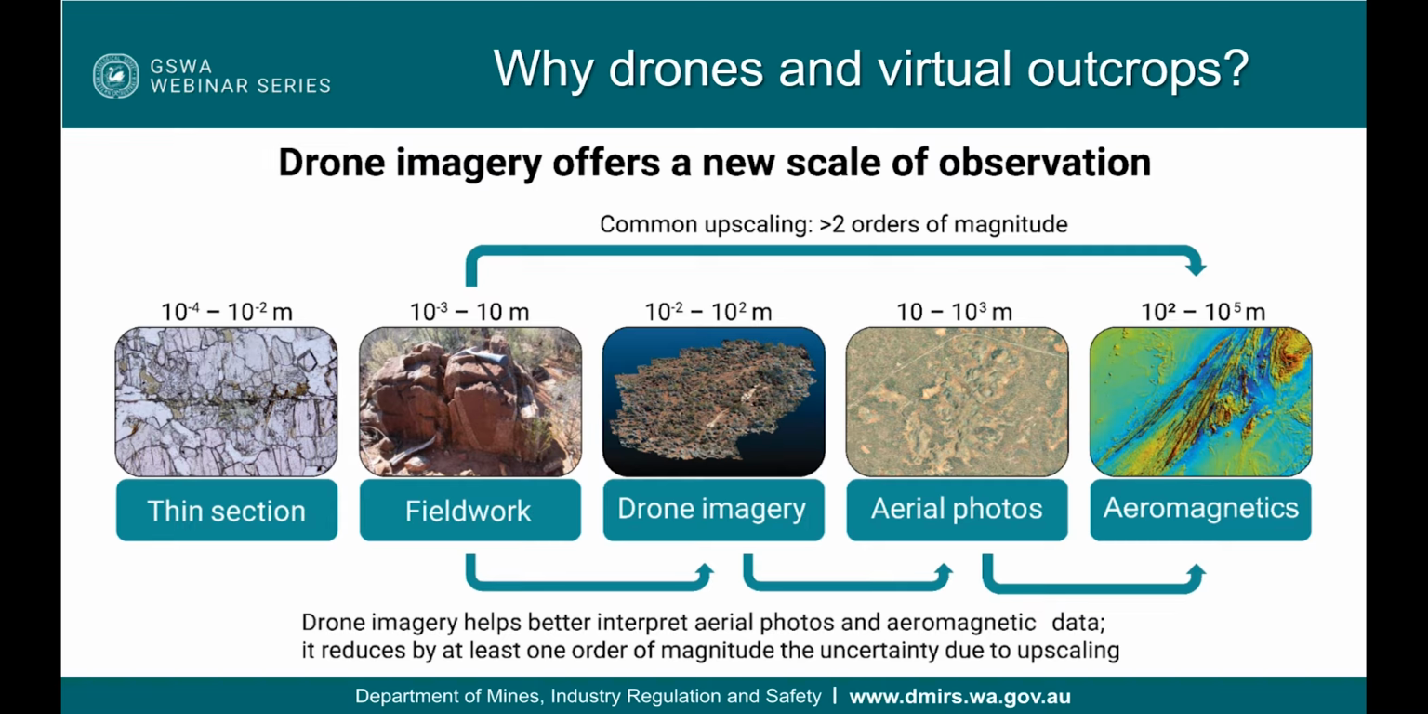but then to produce maps we commonly jump straight to the scale of the aeromagnetic data, which is in the order of hundreds of meters and up to the orogeny scale, and by doing so we upscale our field observations by at least 2 orders of magnitude, if not 3 or 4. So drone imagery here reduces by at least 1 order of magnitude, and commonly by 2 or 3 orders of magnitude, the uncertainty due to upscaling, and therefore can help interpreting the aeromagnetic data more confidently.